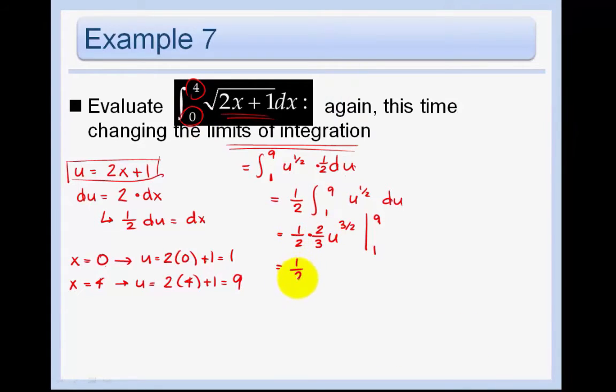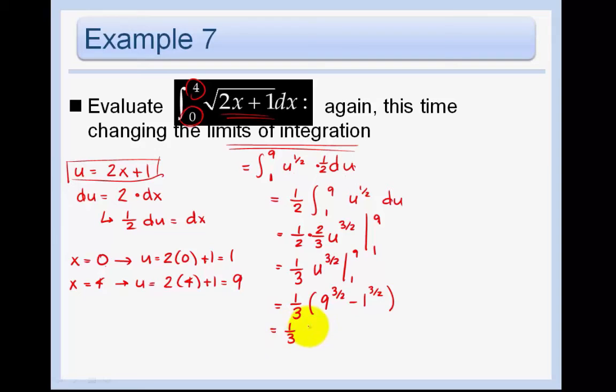So now I just have 1/3 u to the 3/2 evaluated between 1 and 9. Just going to pull the 1/3 out. You can or you don't have to. Square root of 9 is 3. 3 cubed is 27. I get 26 thirds.